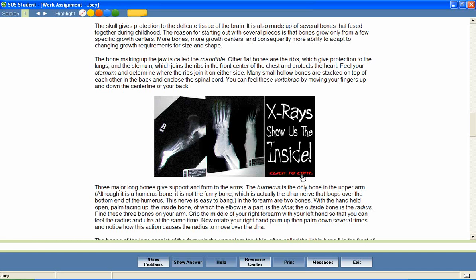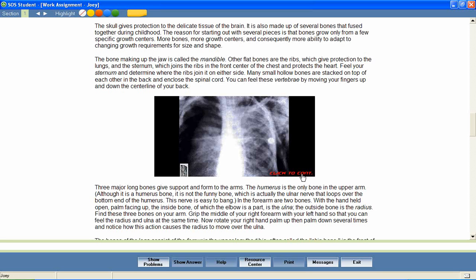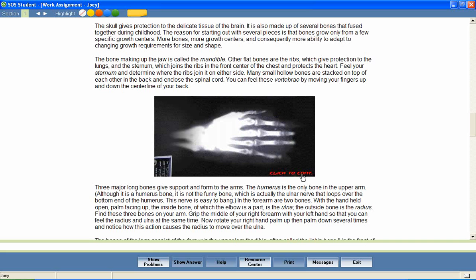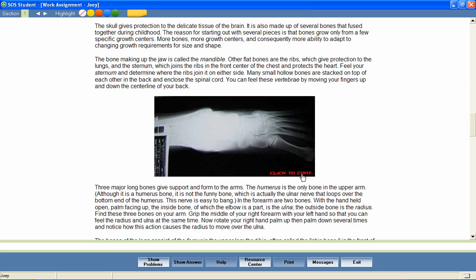X-rays show what's going on inside the body. Let's take a look at several X-rays of different body parts. In this X-ray of a rib cage, notice that the ribs originate from the vertebrae and insert into the sternum, the flat bone running down the front of the rib cage. In this X-ray of a hand, you can clearly see the bones. The bones of the fingers are the carpals and the metacarpals. The carpals are the larger bones coming from the wrist, and the metacarpals are the ones originating from the carpals.